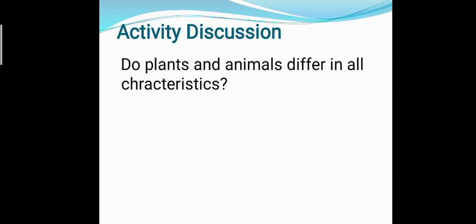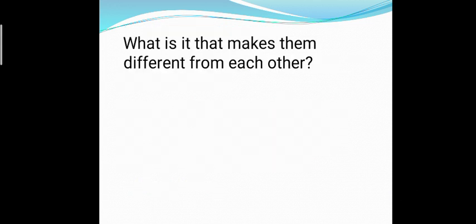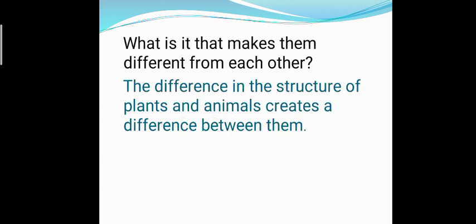Now some questions based on the activity. Do plants and animals differ in all characteristics? Plants and animals differ in their pattern of growth, the way they acquire food, their methods for respiration, excretion and reproduction. What is it that makes them different from each other? The difference in the structure of plants and animals creates a difference between them.